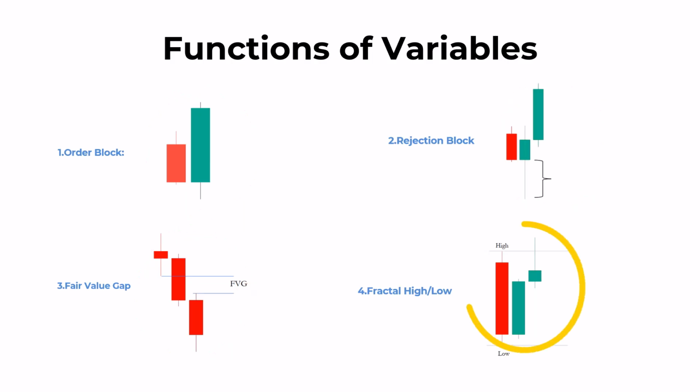Inducement. Only fractal points can act as inducements. These are like traps that lure retail traders into bad positions before price reverses. For instance, a fractal high might trigger stop losses before price drops.